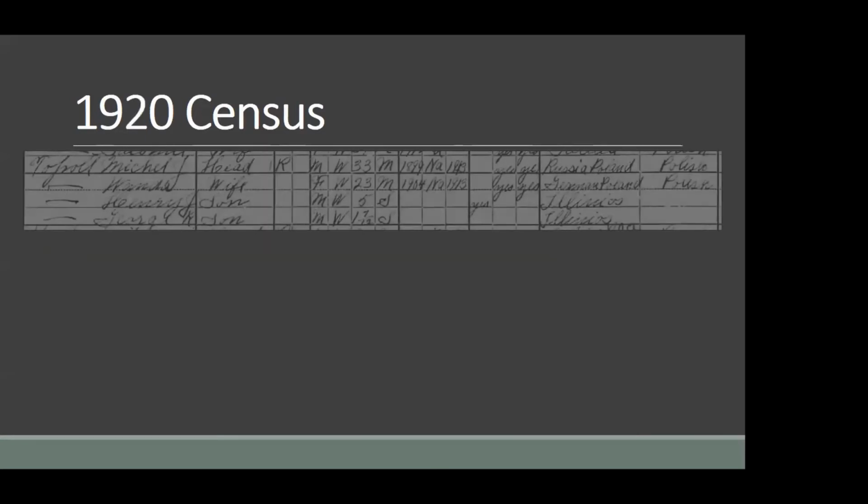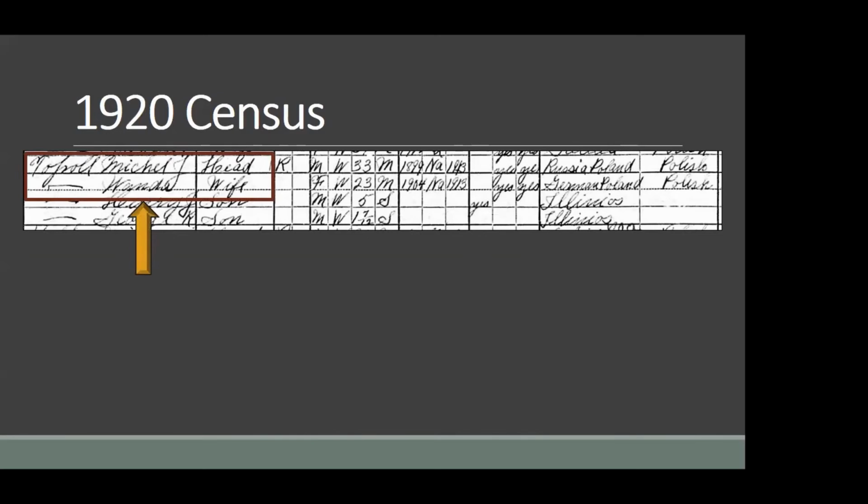Looking at the 1920 census, Michael Topol, the name change in spelling has occurred here. He's living here with his wife Wanda in 1920 in Chicago. He is from the Russian section of Poland, and his wife is from the German section of Poland.